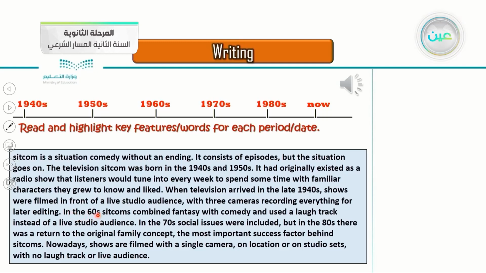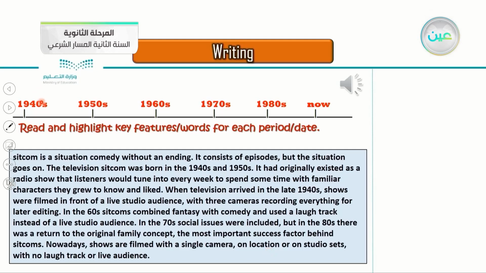In the 60s, pay attention here, sitcoms combined fantasy with comedy and used a laugh track, not real people, just audio tracks with people laughing instead of a live studio audience. In the 70s, what happened in the 70s? Social issues were included, but in the 80s, there was a return to the original family concept, the most important success factor behind sitcoms. Nowadays, shows are filmed with a single camera, so just one camera, on location or on studio sets, with no laugh track or live audience.